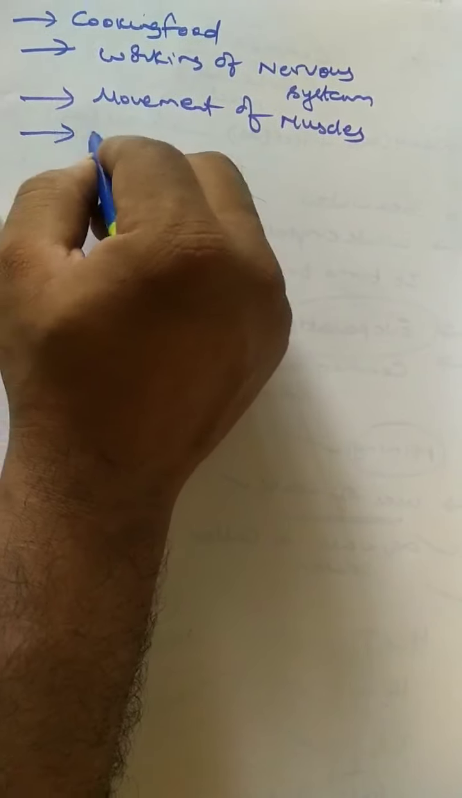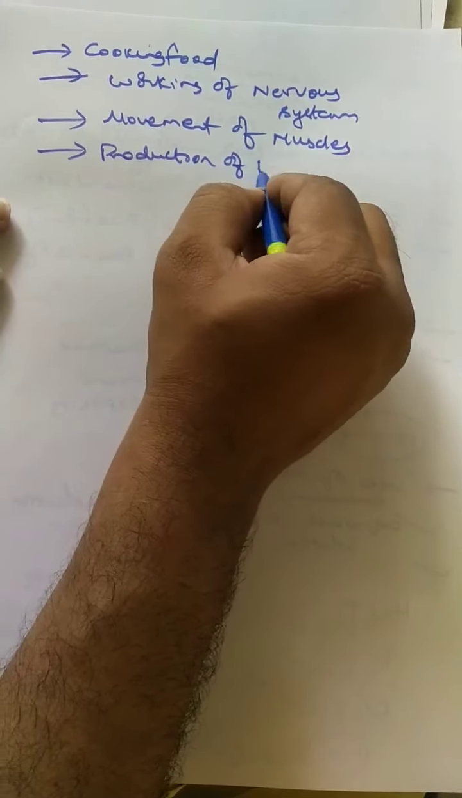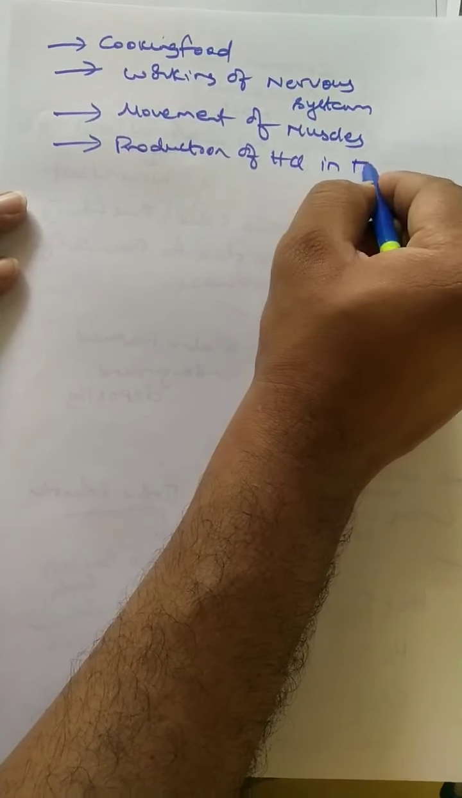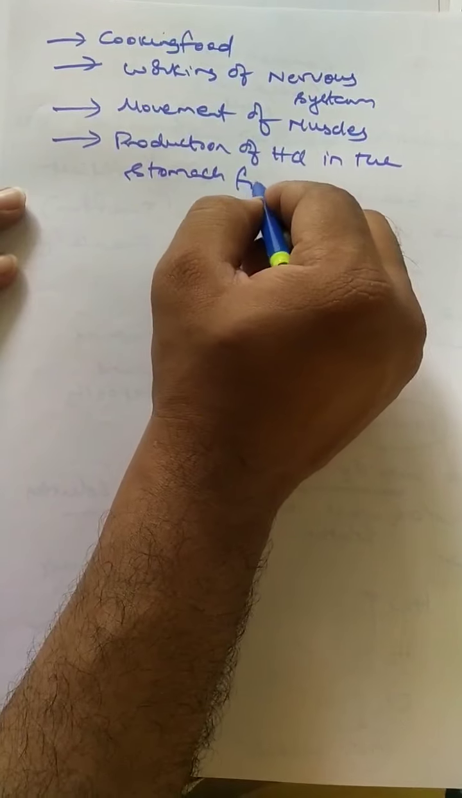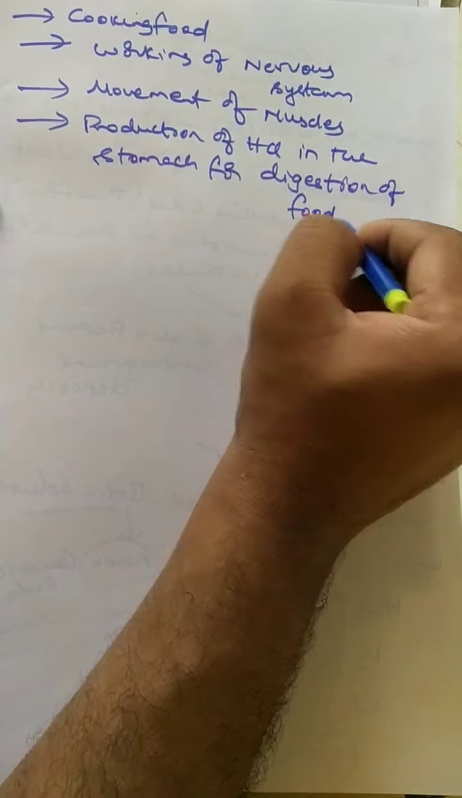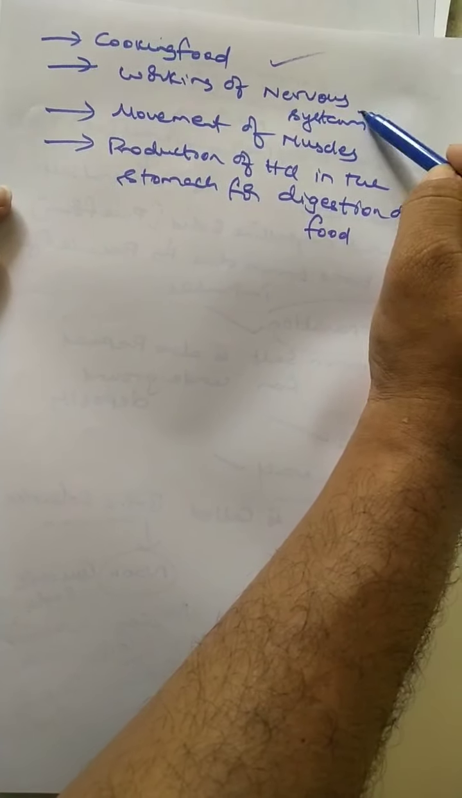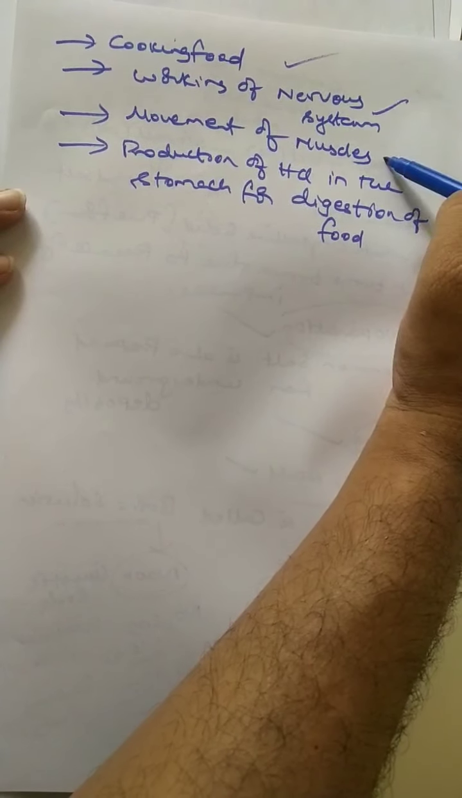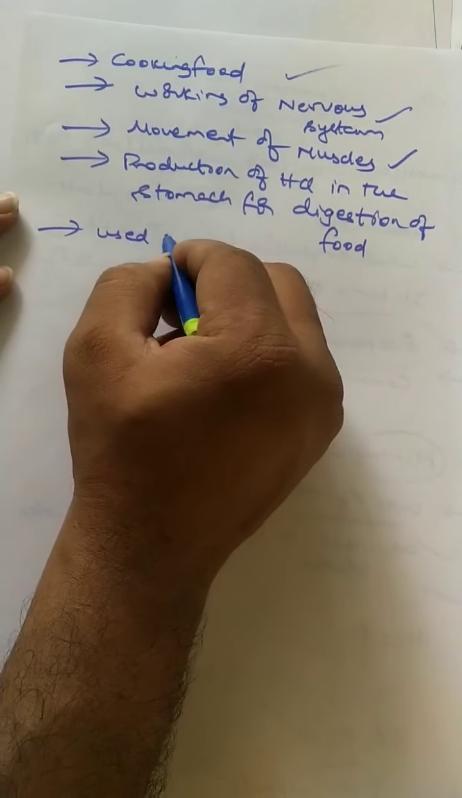It is also needed for the production of HCl in the stomach, for digestion of food. These are its uses: an ingredient in cooking food, working of the nervous system, movement of muscles, production of HCl in the stomach for digestion of food, and use as a preservative.